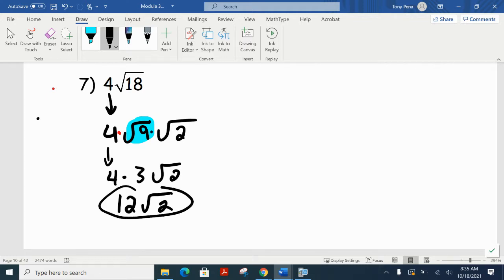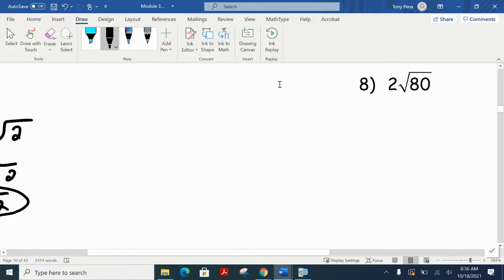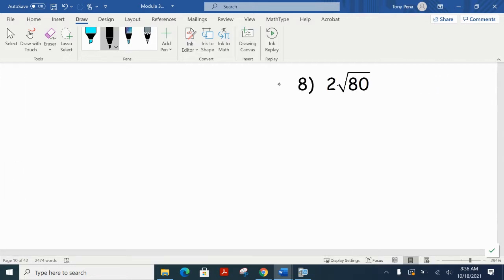And we do need to simplify that down to this part. Okay? Okay, so number 2, same thing, or 8. Same thing, where that 2 is going to come down. All right, and then now try to find numbers that give you 80, with one of them being a perfect square.